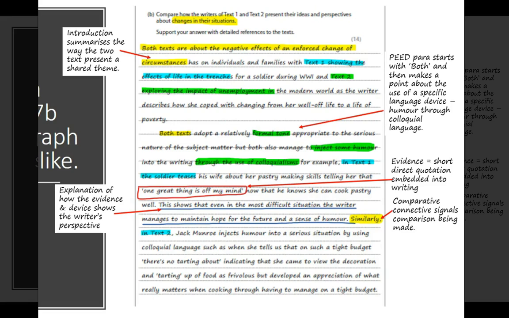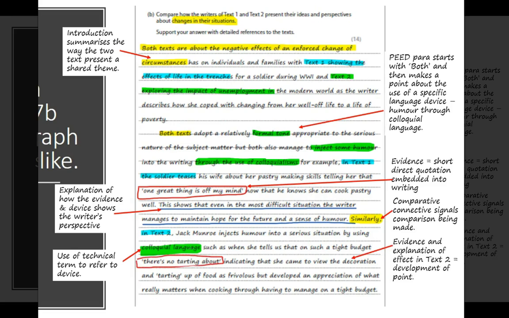We then refer directly to text 2, so again another signposting to help the examiner out. And we refer, using the technical term, to the language device that we are writing about within this P paragraph. So this is showing the examiner that we are maintaining focus. We are still writing about the use of colloquialisms. We then give some evidence, again in the form of a very short quotation which is embedded, which helps to develop the point that humour is injected into what is otherwise quite a formal text through the use of these colloquialisms. And that explanation forms the end of the P paragraph.